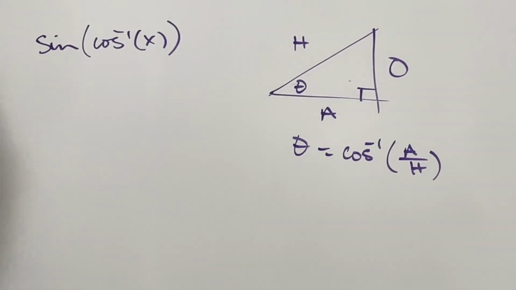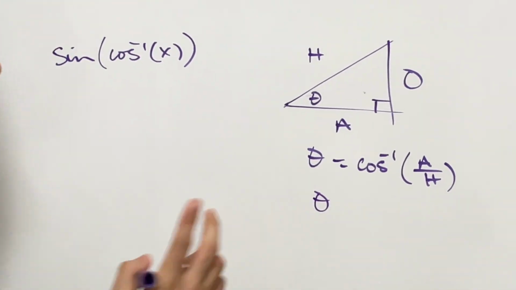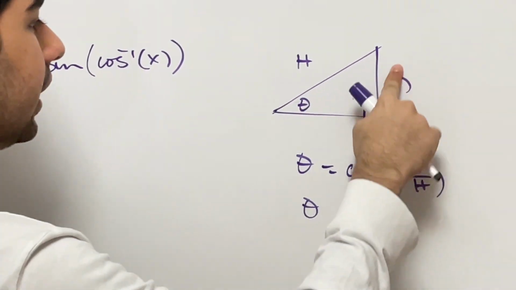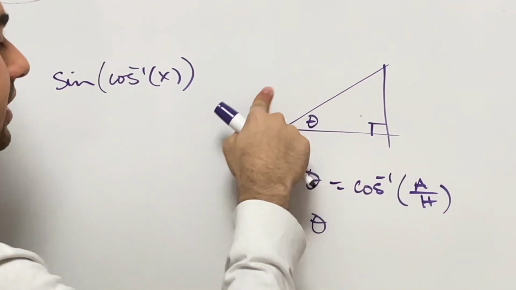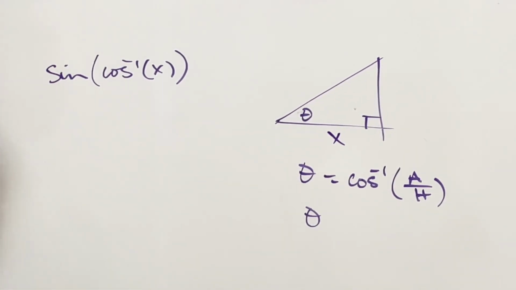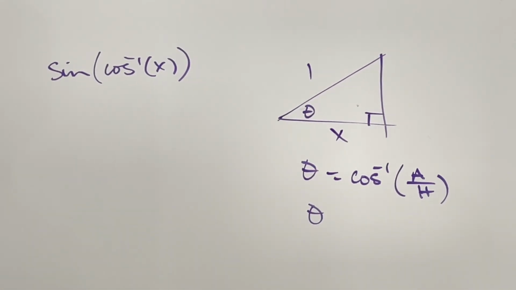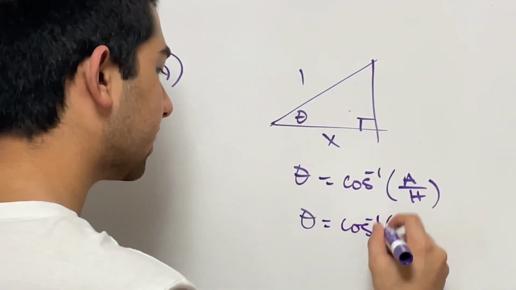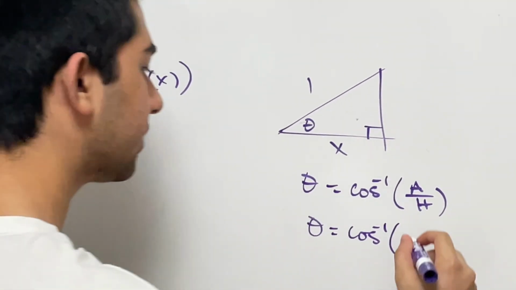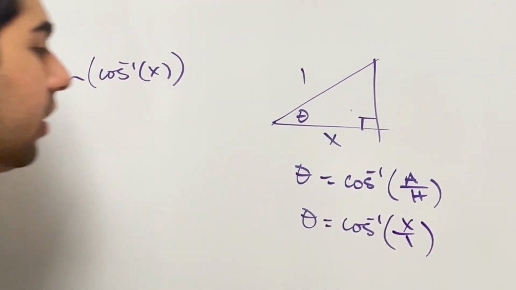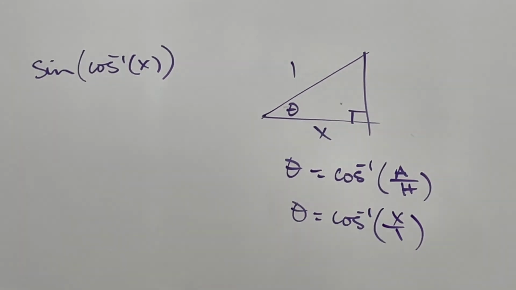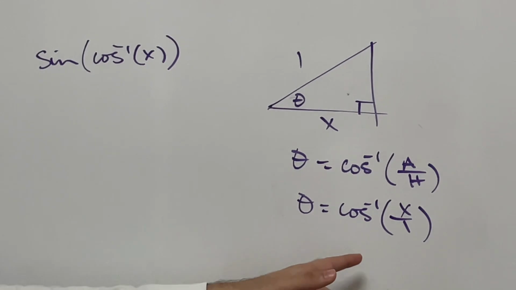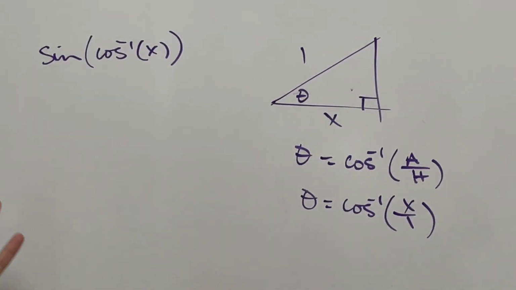We could redraw our triangle real quick. Instead of using A, H, and O, we could say that this side is x, and the hypotenuse is equal to 1. Because our angle is going to be inverse cosine, that's still our adjacent over hypotenuse. So it's going to be x over 1, or just inverse cosine of x. So we have a right triangle here, and we know that our angle is inverse cosine of x.